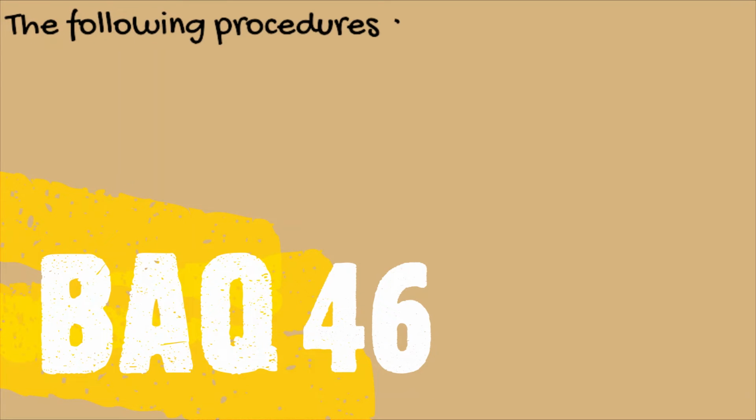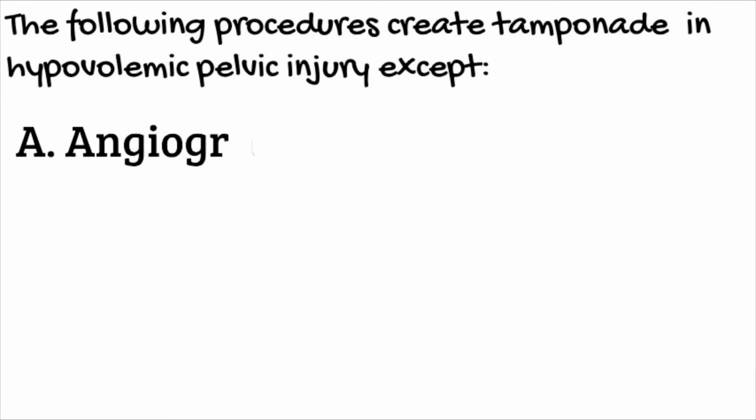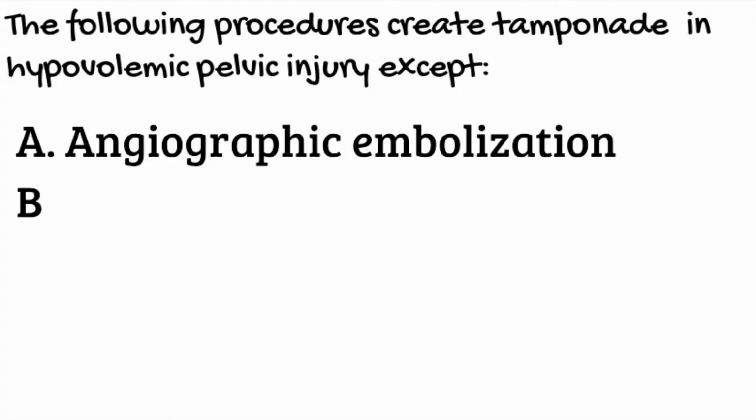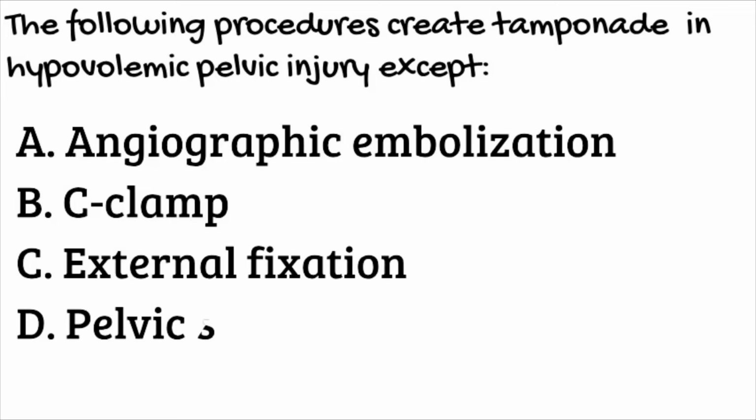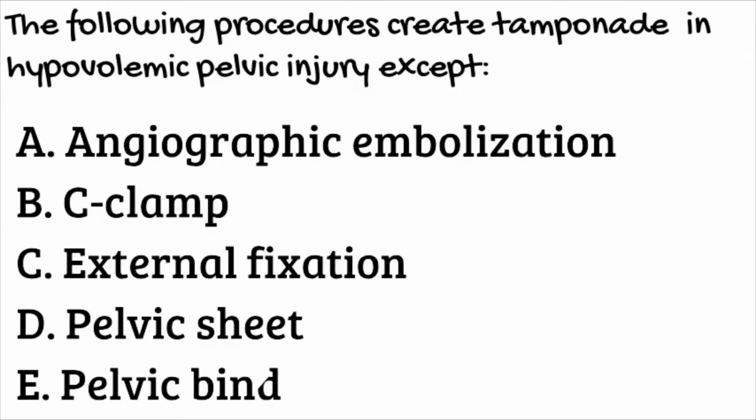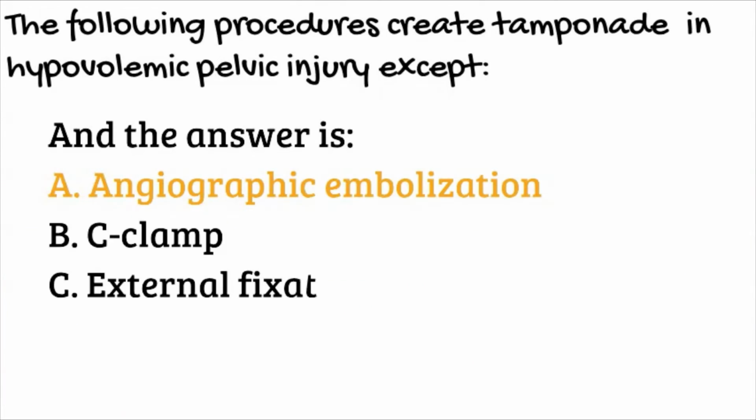The following procedures create a tamponade in hypovolemic pelvic injury except: A. Angiographic embolization. B. C-clamp. C. External fixation. D. Pelvic sheath. E. Pelvic binder. And the answer is A.